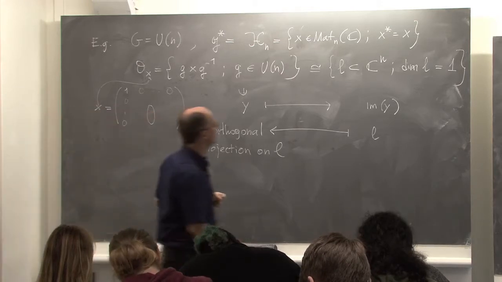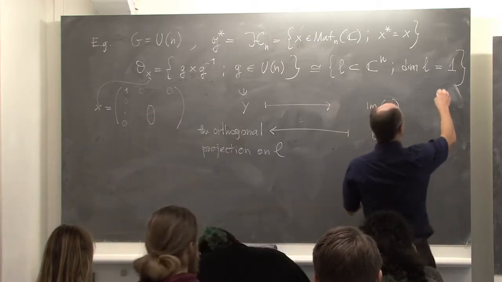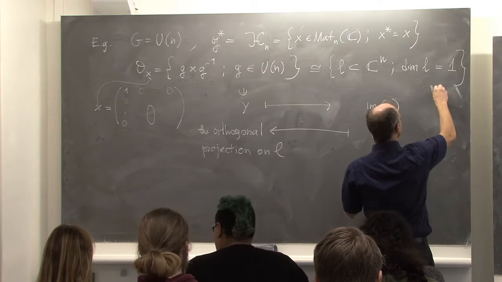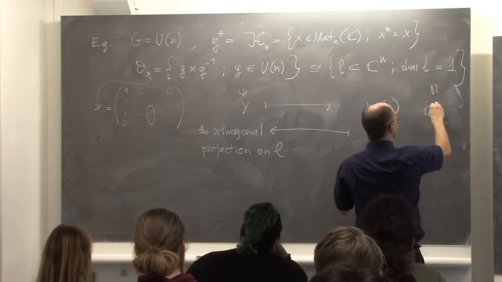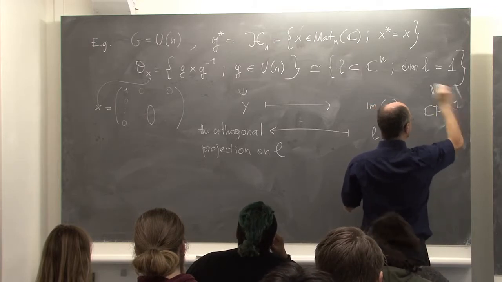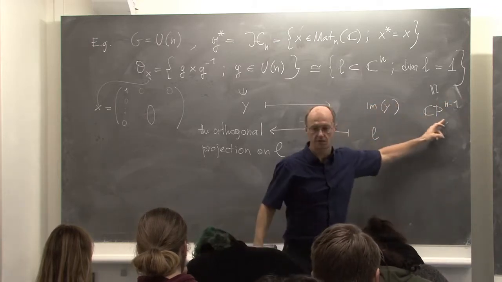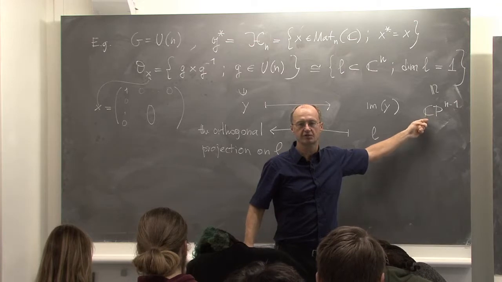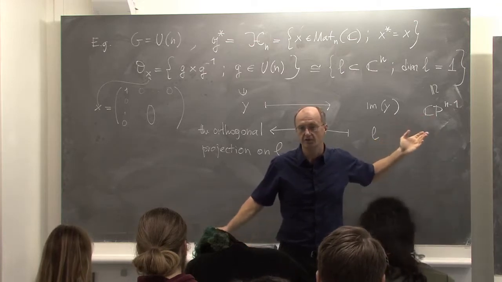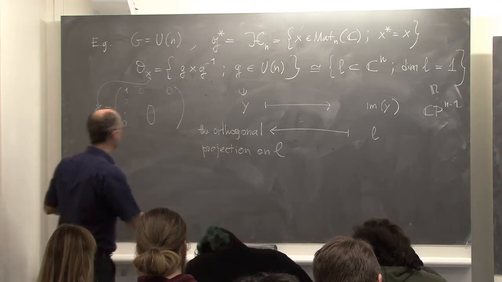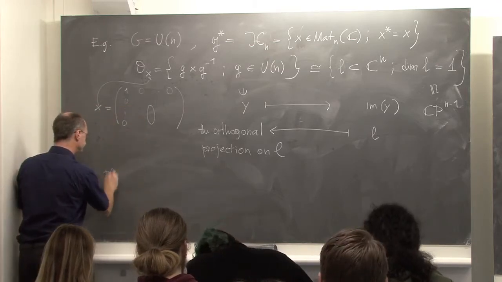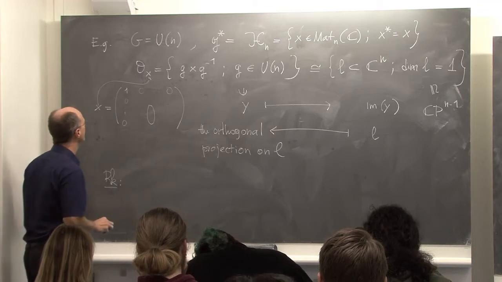So maybe another remark. This is more or less by definition the projective space CP^(n-1), right? Maybe one more remark.